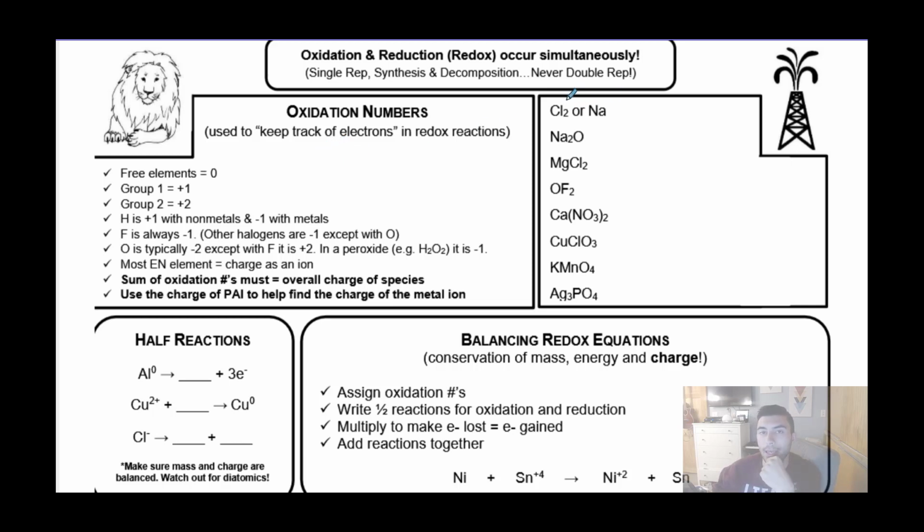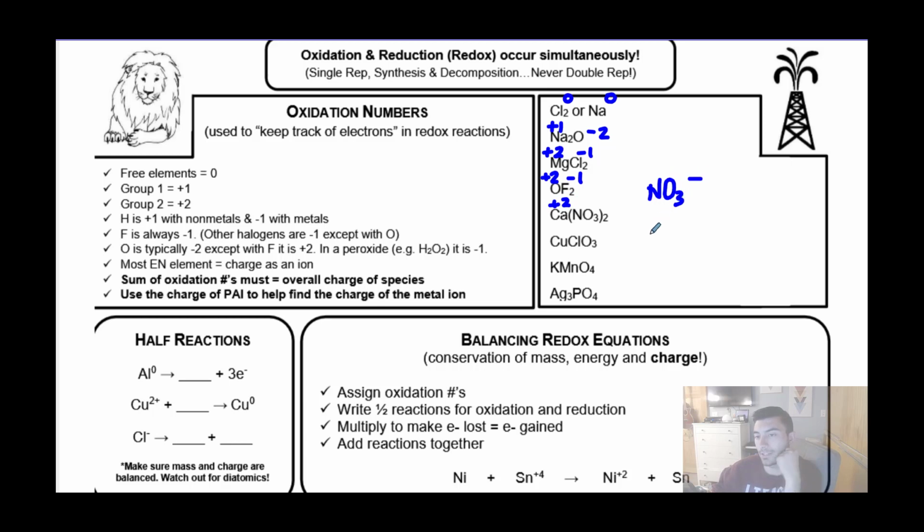So both chlorine and sodium in this example are 0 because they're free elements. They have not combined with anything yet, so they haven't lost or gained electrons. In this case, oxygen is -2 and sodium is +1. Chlorine's a halogen, always -1 except when with oxygen, but that's not the case here. Magnesium is group 2, so it's +2. Fluorine's always -1. Oxygen, typically -2, but it's with fluorine in this case, so +2. And it makes sense: +2, and then I have 2 times -1, so that adds up to 0. Calcium's group 2, that's +2.